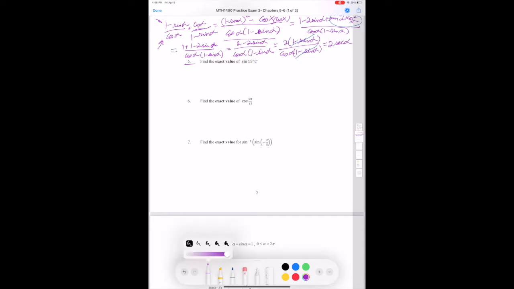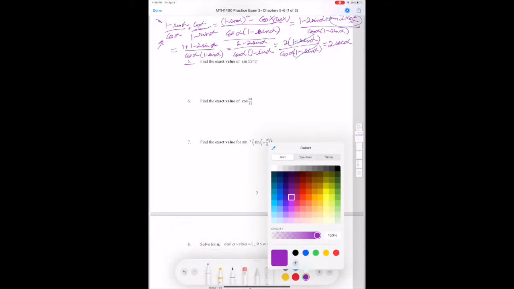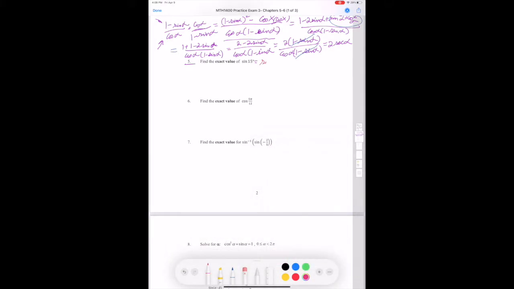Let's switch colors again. I can't pick a color today. Let's go back to pink. Sine of 45 degrees minus 30 degrees. And we have a formula that's going to be given to you on the exam, and that is that if I have sine of 45 degrees minus 30 degrees, that's equivalent to sine of 45 degrees cosine 30 degrees minus cosine 45 degrees sine 30 degrees.